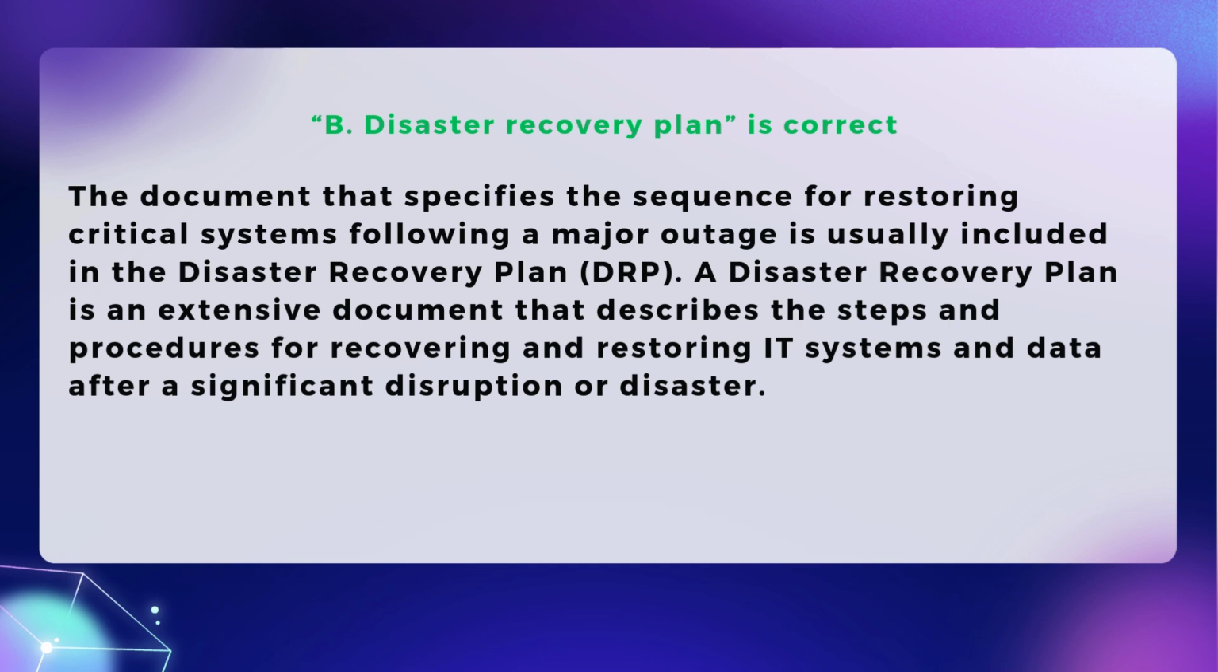The document that specifies the sequence for restoring critical systems following a major outage is usually included in the Disaster Recovery Plan, DRP. A disaster recovery plan is an extensive document that describes the steps and procedures for recovering and restoring IT systems and data after a significant disruption or disaster.